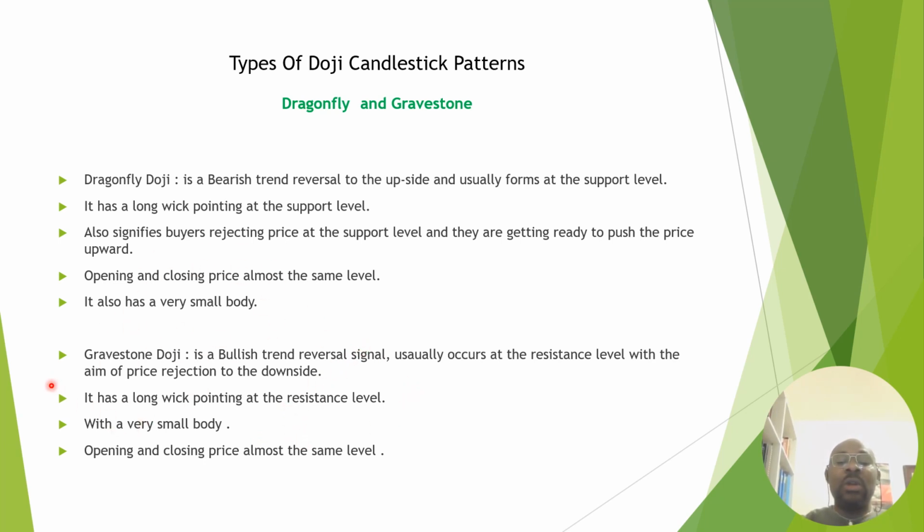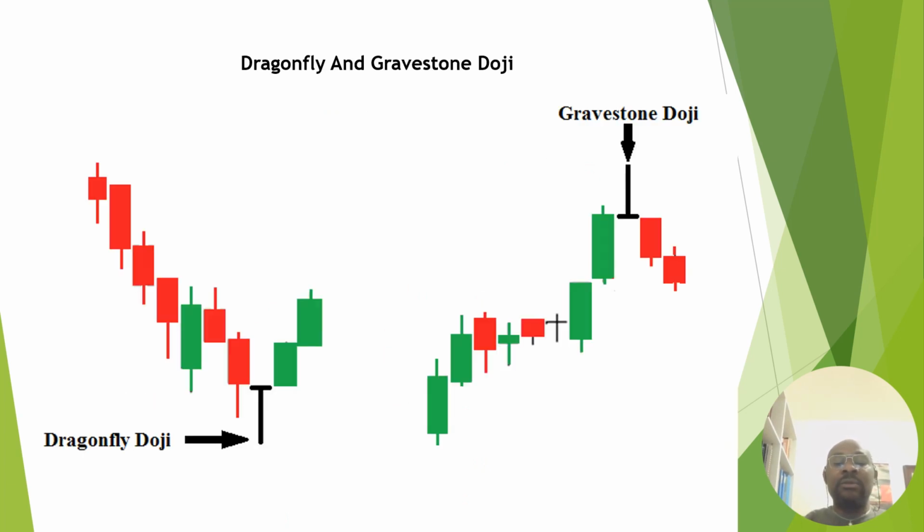In the same vein, we have the gravestone dodgy. The gravestone dodgy is a bullish trend reversal signal. It usually occurs at the resistance level with the aim of price rejection to the downward side. It has a long wick pointing at the resistance level with a very small body. Opening and closing price almost at the same level. Don't worry, in the next slide you will see the graphical representation.